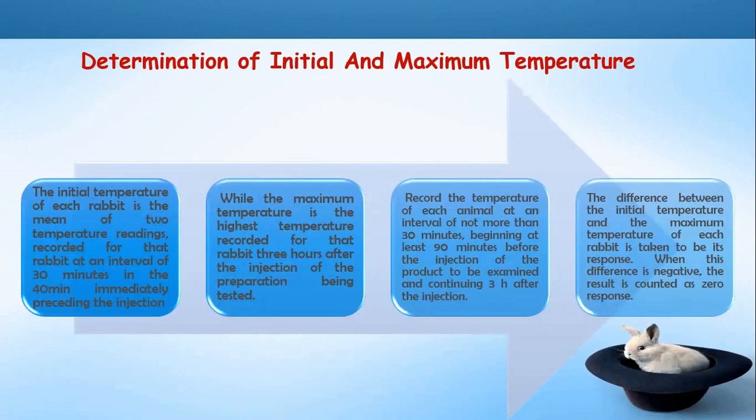Record the temperature of each animal at an interval of not more than 30 minutes, beginning at least 90 minutes before the injection of the product to be examined and continuing for 3 hours after the injection. The difference between the initial temperature and the maximum temperature of each rabbit is taken to be its response. When this difference is negative, the result is counted as 0 response.